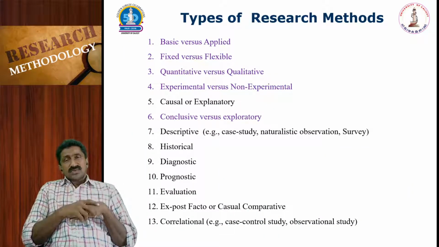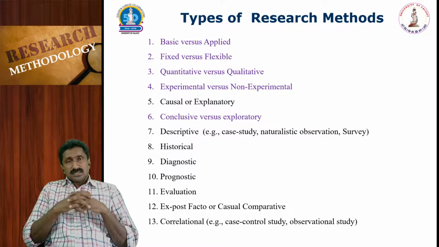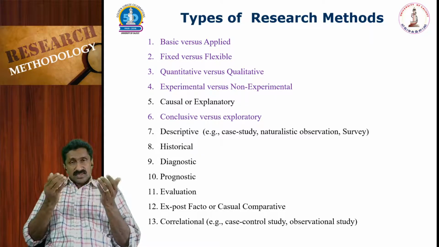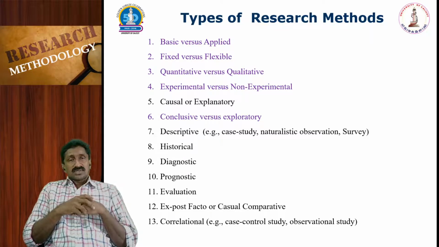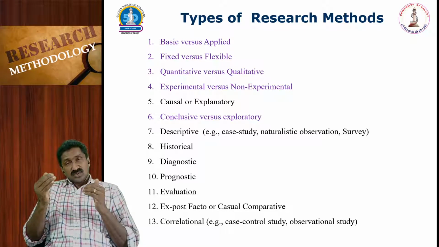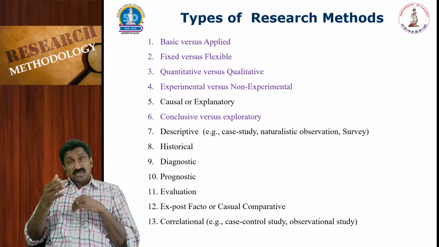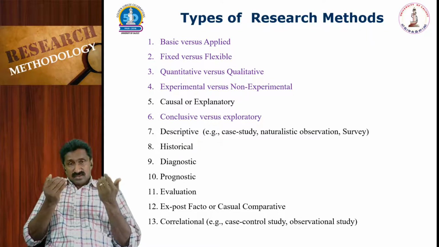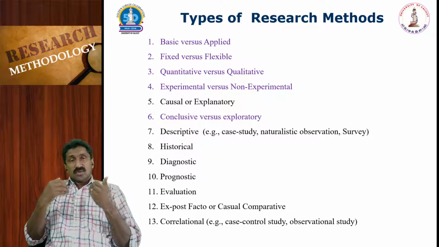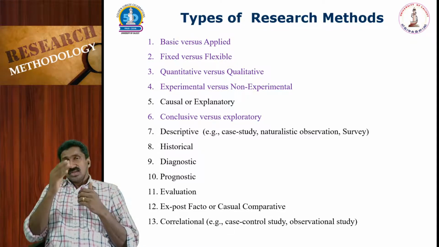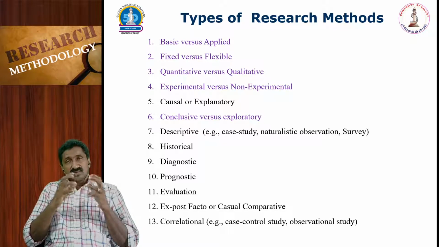Now, for types of research methods, there is a long list presented. You can have methods like basic research and applied research. Then fixed and flexible research. Then quantitative and qualitative research. Experimental versus non-experimental research. Causal or explanatory research. Conclusive and exploratory research. Then descriptive, historical, diagnostic, prognostic, evaluative, ex post facto and causal comparative, then correlational. So we have a very long list of different research methods.